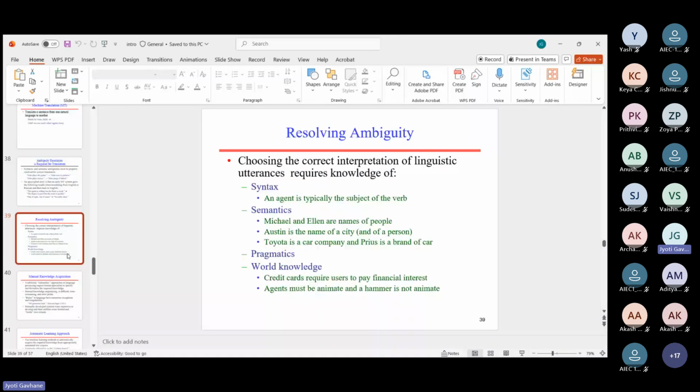Now, resolving the ambiguity, choosing the correct interpretation of linguistic utterances requires knowledge of syntax. An agent is typically the subject of verb. Semantic: Michael and Ellen are names of people. Austin is the name of the city, and Toyota is a car company. And Prius is the brand of a car. So pragmatic word knowledge: credit card requires user to pay the financial interest, and agents must be animate, and hammer is not animate. So these are some of the examples of resolving the ambiguity.